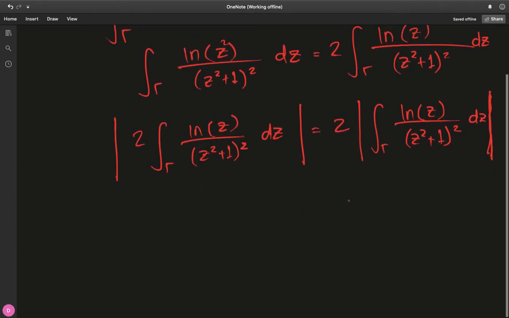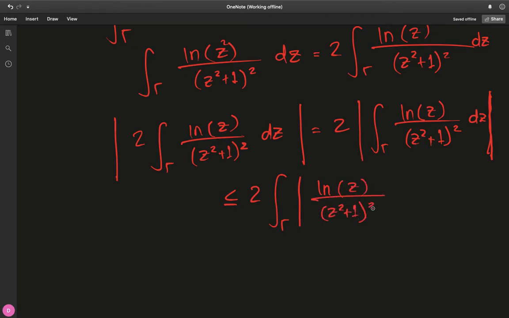And now by this one inequality, this is less than or equal to 2 times the integral over gamma of, now take the mod inside. So there is this inequality: the mod of an integral is less than the integral of the mod. So the natural log of z over z squared plus 1, the whole thing squared, dz.